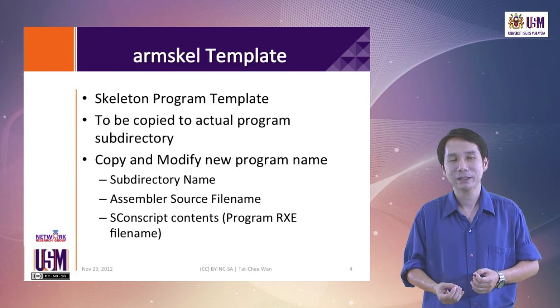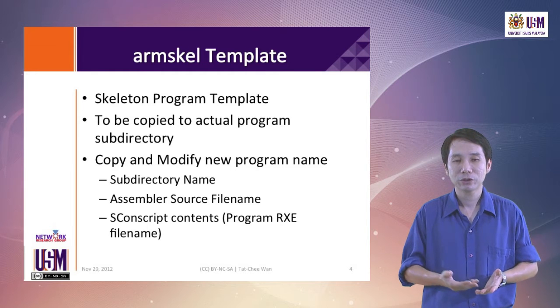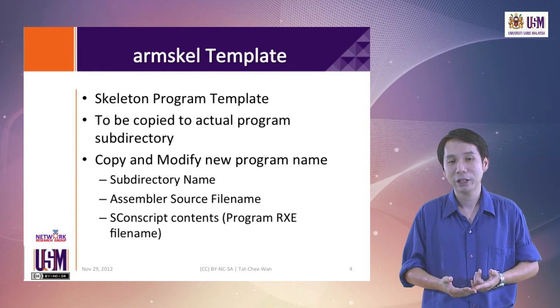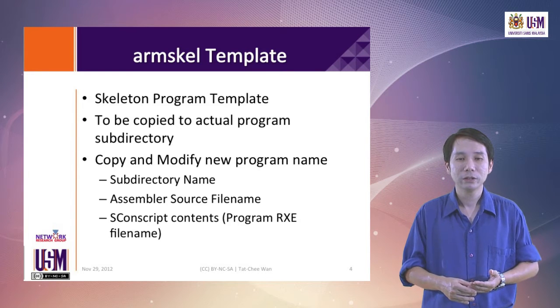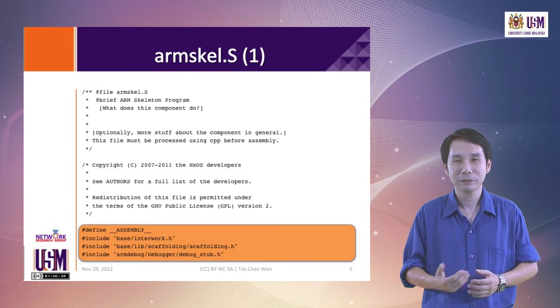The armskel template is actually a skeleton program template that we will start from, to be copied to the actual program subdirectory, and we will modify it. We will change the subdirectory name, change the assembly source file name, as well as the make file or the SConscript file used by SCons for the building of the output file for the RXE program. First of all, let's take a look at the armskel template.